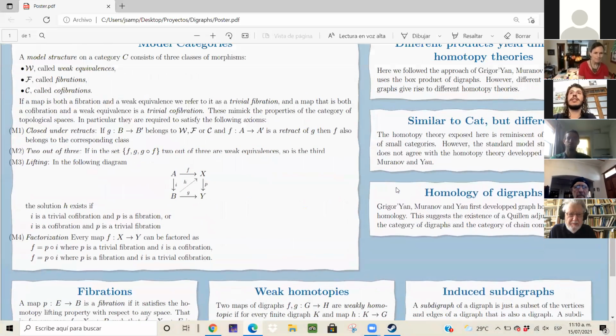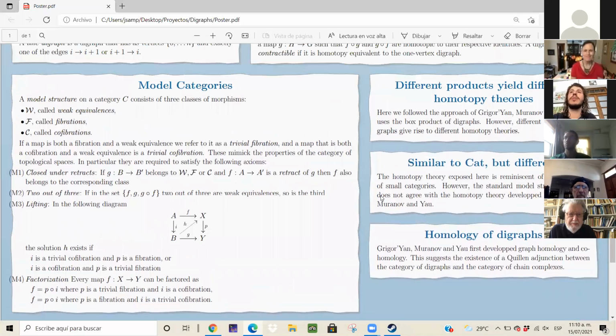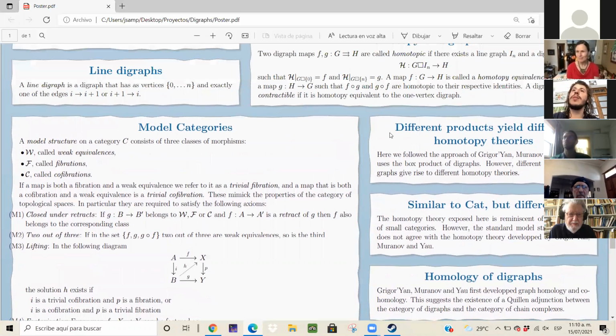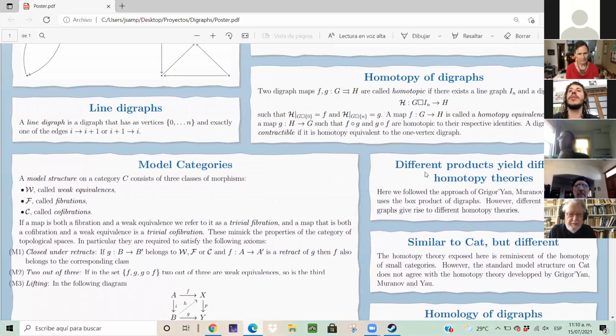And I think that's about the time I have. So just a few last finishing comments. So here we follow the approach that Grigor'yan, Muranov, and Yau used, which is the box product of digraphs. But there exist many different products in the category of digraphs, and they are all interesting in their own right. So we can always look for other product structures, and we'll get different homotopy theories.